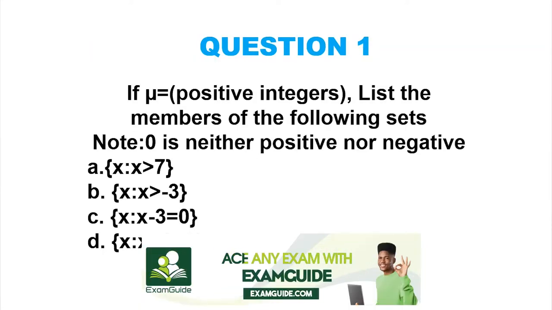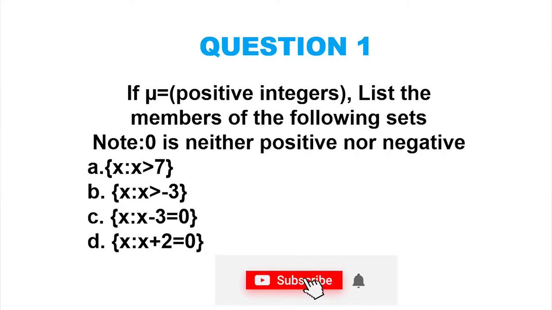Before we venture into that Venn diagram, let us take a look at this particular question. If the universal set is the positive integers, list the members of the following sets. Note that 0 is neither a positive nor a negative number. So, set A is given as x is greater than 7.